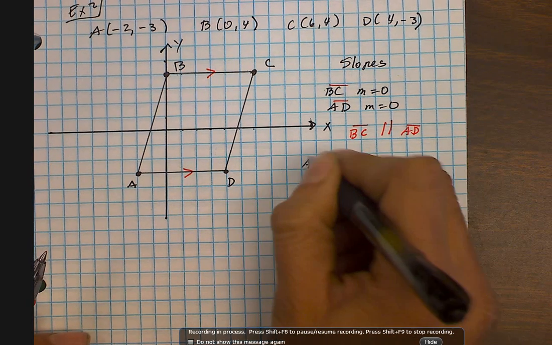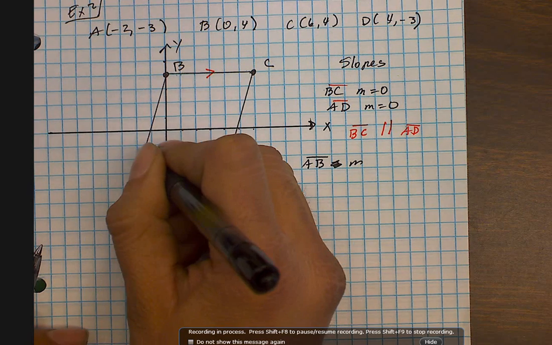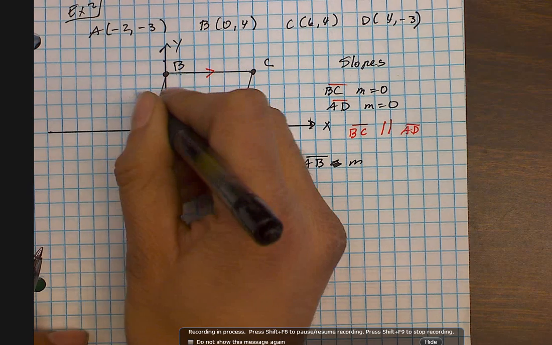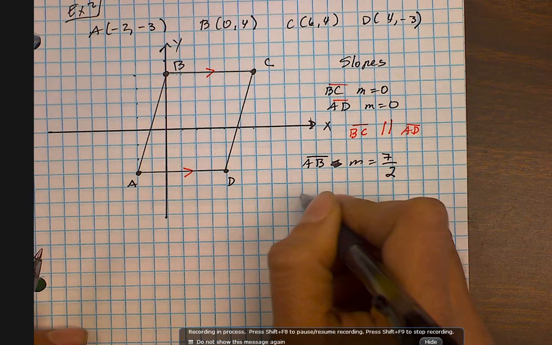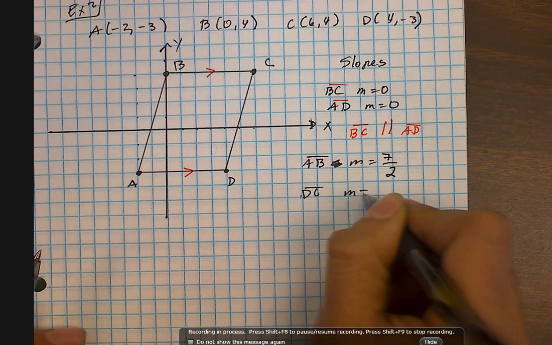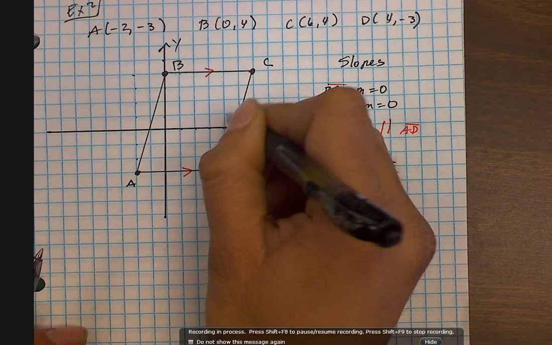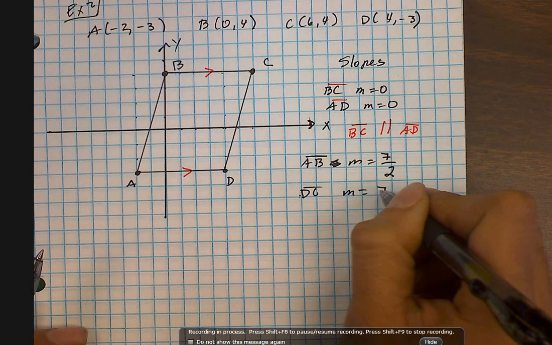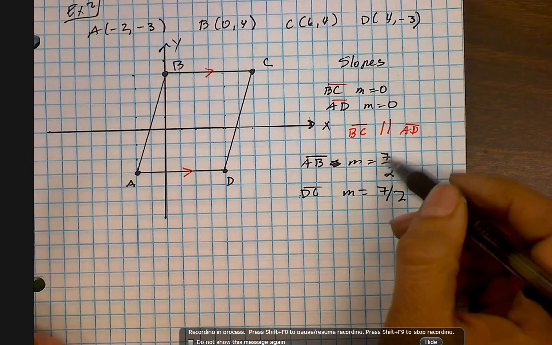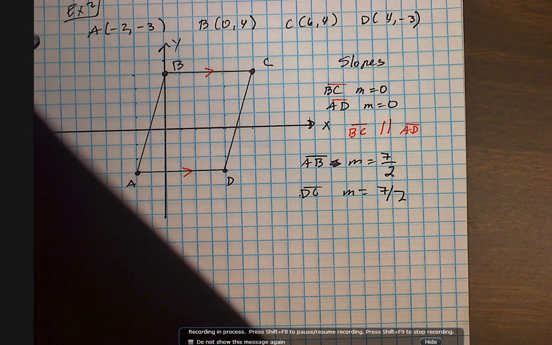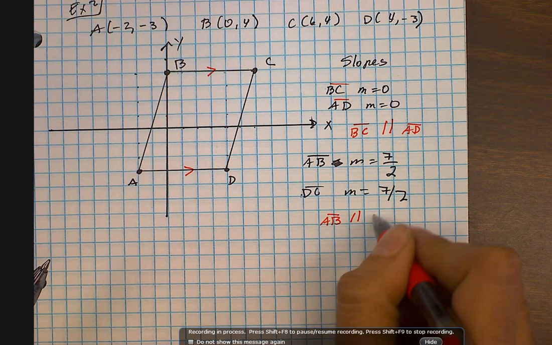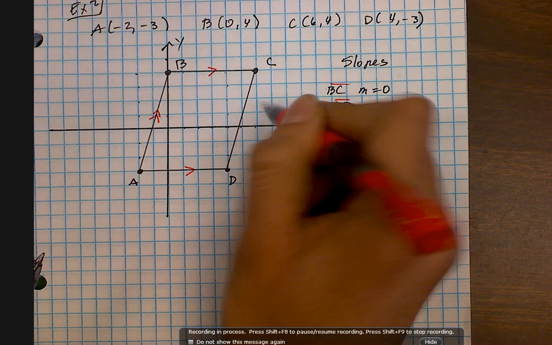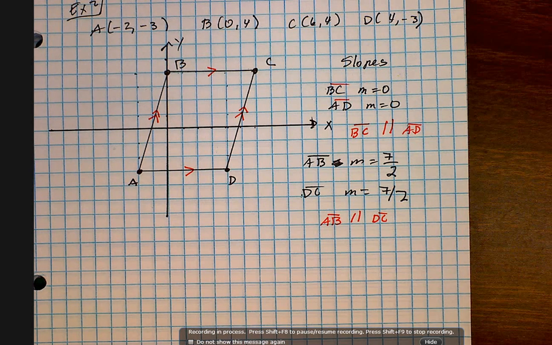So the slope of AB, okay, so again we go rise over run, so you go 1, 2, 3, 4, 5, 6, 7 over 2. So the slope is 7 over 2. Now let's look at DC. You go 1, 2, 3, 4, 5, 6, 7 over 2. So the slope is 7 over 2. These two are the same. So that means that AB is parallel to DC. So those two are going to be parallel to each other. Okay, so now we know it might be a parallelogram.